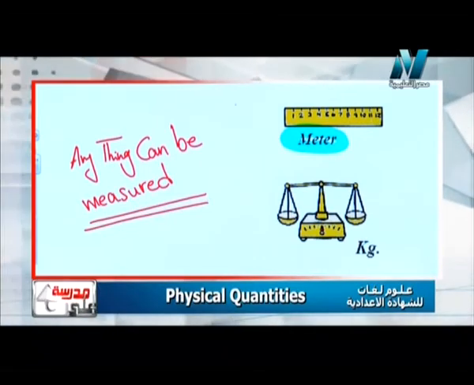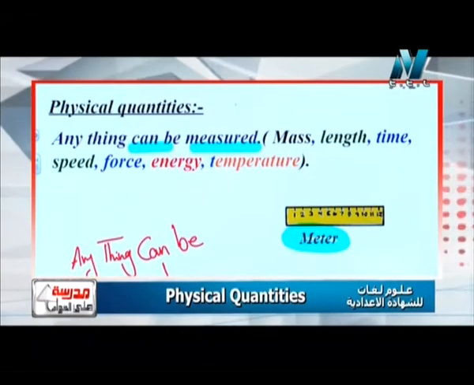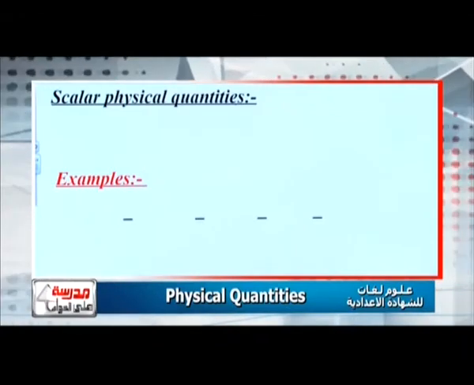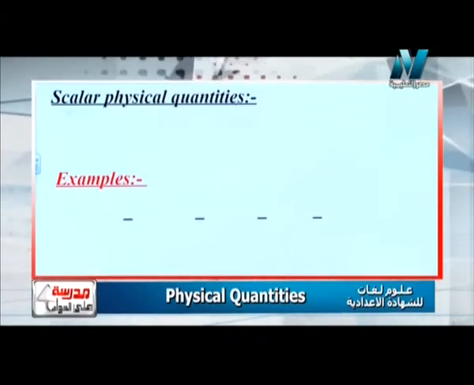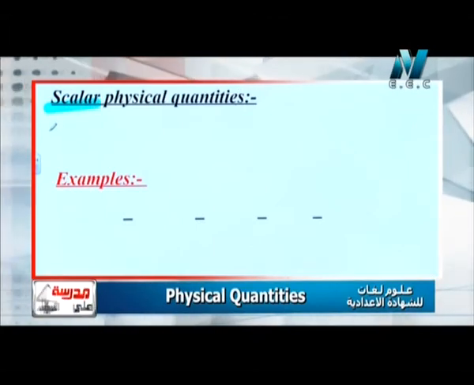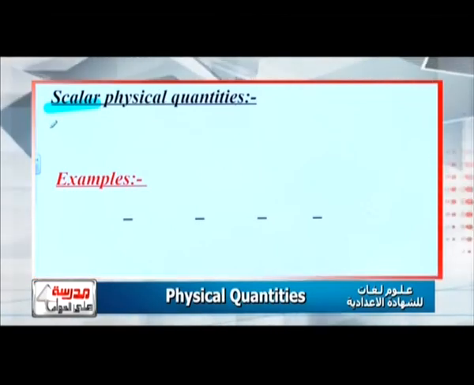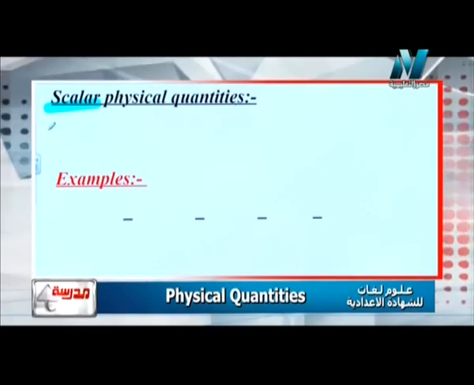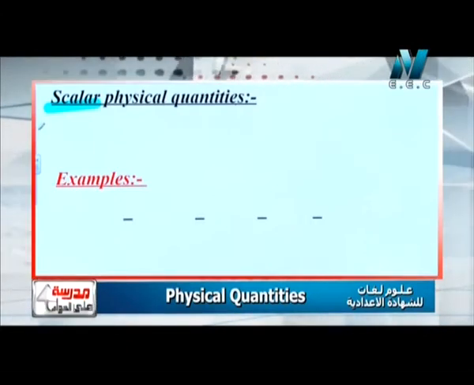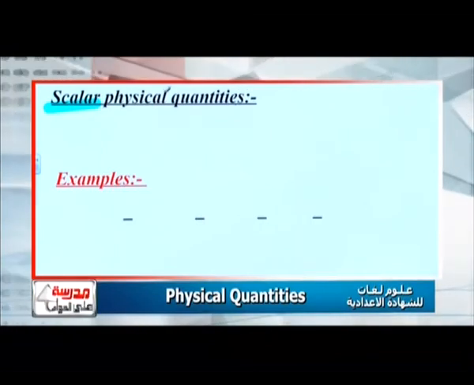As Mr. Muhammad said before, what is meant by physical quantities and the types of physical quantities. We have two main types of physical quantities, as you see here in front of you. We have scalar physical quantities and another type called vector physical quantities, and you will study these quantities again in physics in first secondary. هتاخدوها تاني في الفيزياء في أولى ثانوي. What is meant by scalar physical quantities? يعني إيه scalar physical quantities?